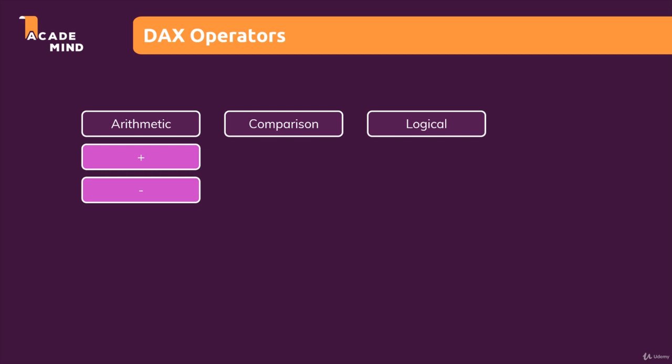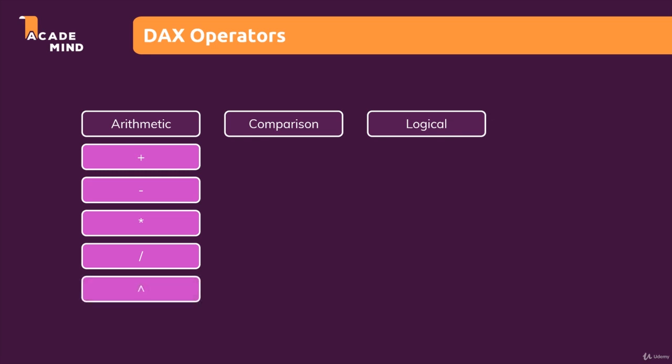the plus operator. We also have the asterisk to multiply values between different columns. And with the slash right here, we can divide specific values stored in different columns. Besides that, we can of course also work with exponential data.